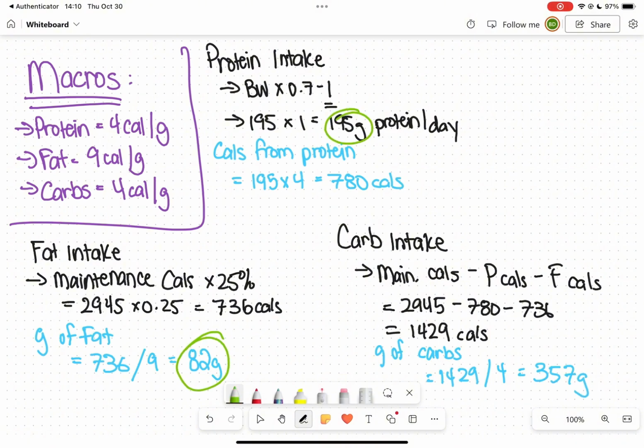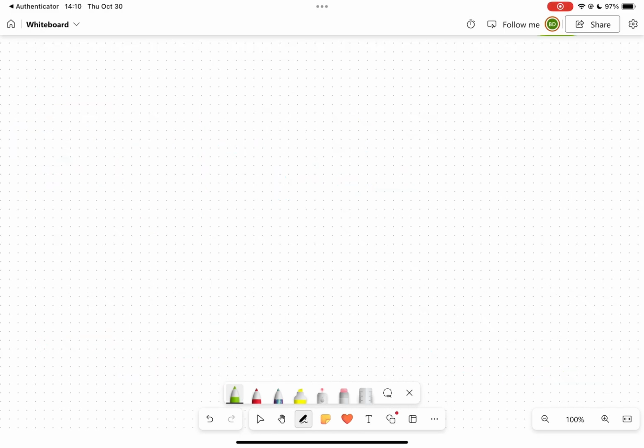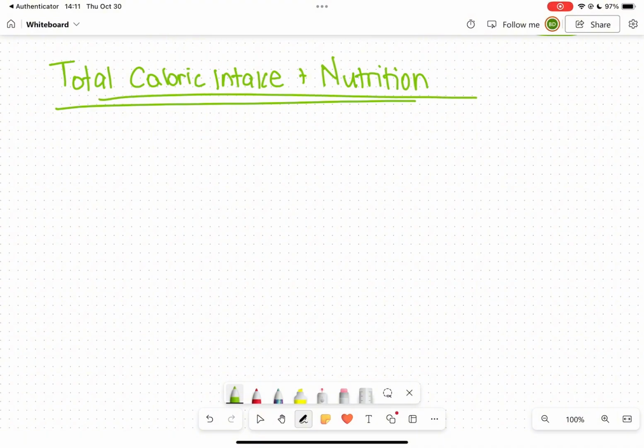And again, I just want to say that this is a benchmark number. This is just a rough calculation. It's not going to be super specific to your needs. So you're more than welcome to modify, increase, decrease as needed, depending on what's working. After a week or two, see if you're increasing weight, decreasing weight, or maintaining weight, depending on your phase. Do not live religiously by these numbers because your body is different. This is just a rough calculation.